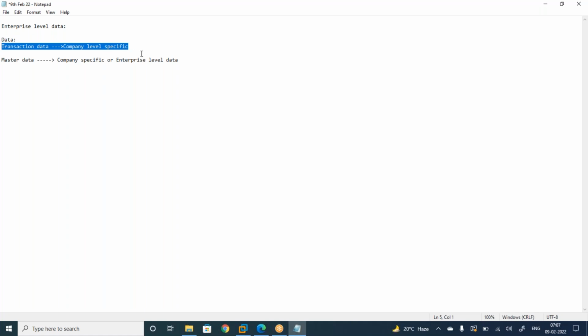Whereas master data are setups, based on your requirement you can make them enterprise level, or by default Microsoft provides some of them as enterprise level data. The best example of enterprise level data is the chart of accounts. Chart of accounts is enterprise level data.